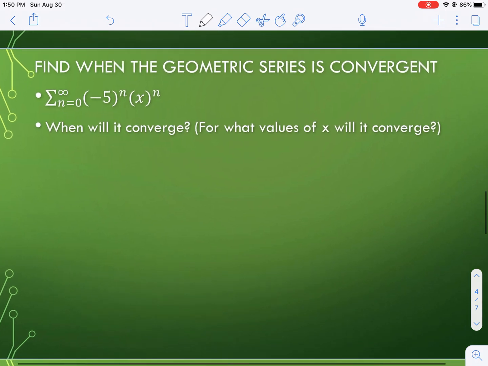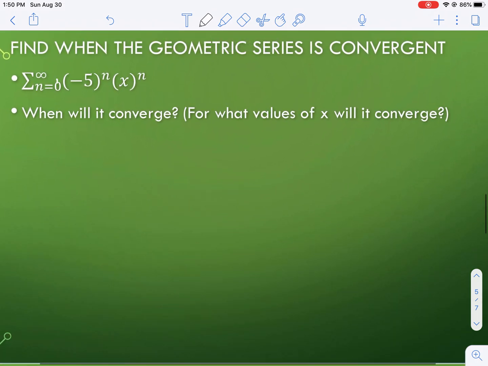So then now, what if we're given something, and this should actually be a 1, my bad. What if we're given something that looks like this, where our series has a variable in it, where we need to determine when will it converge and what values of x it will converge for. Well, to do this, the first thing we need to do is prove that it is a geometric series. So I can rewrite this here as negative 5x to the nth power.